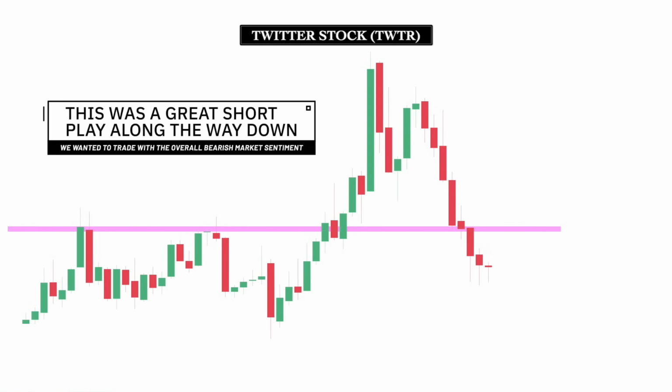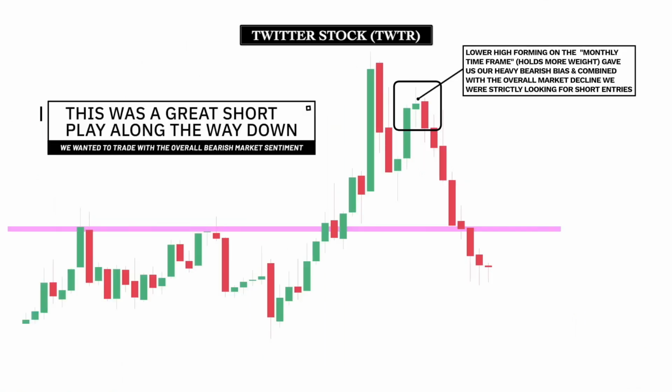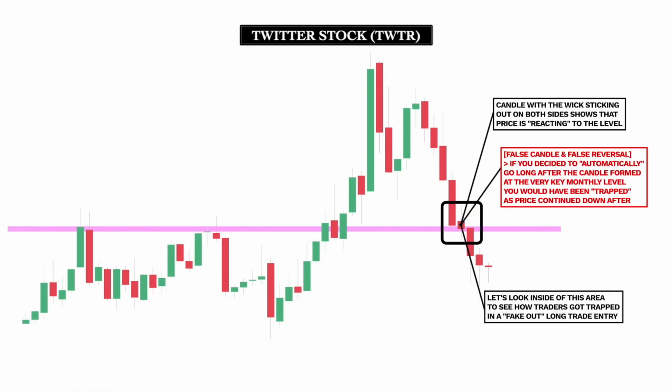Real example: Twitter stock, momentum candles, trendline break. If you went long just because of the wick, you got trapped. Same for Bitcoin. On the monthly, multiple long wicks near ATH. Whales likely took profit. Later, a second reaction gave confirmation to close positions. On the weekly, a trendline break gave further confirmation of reversal.